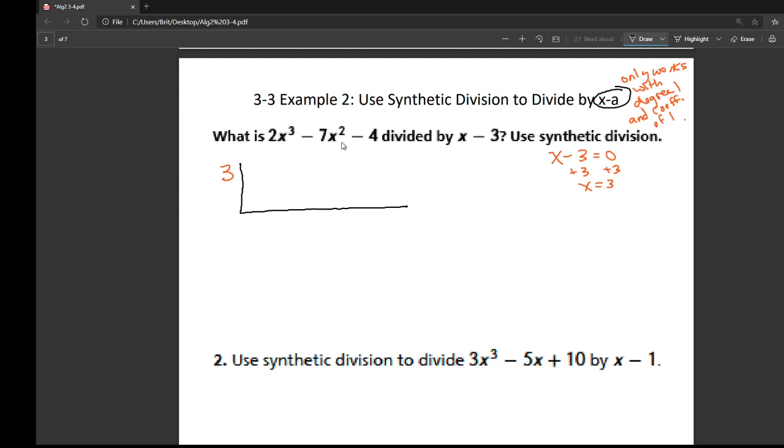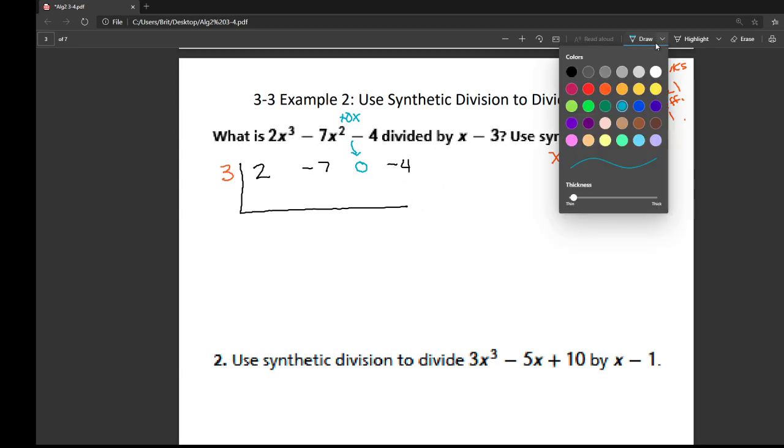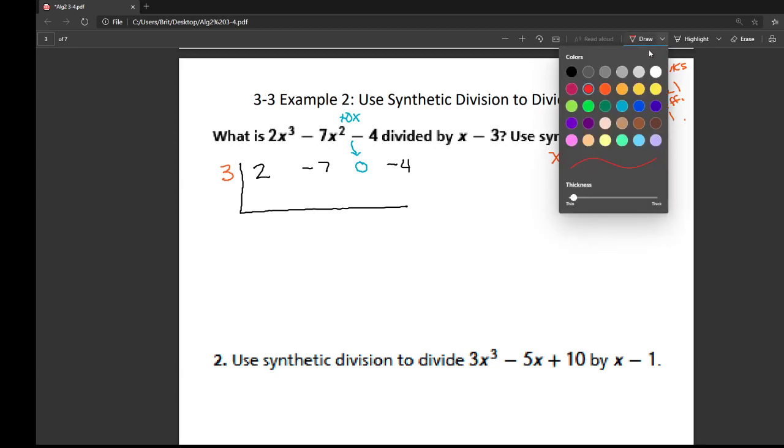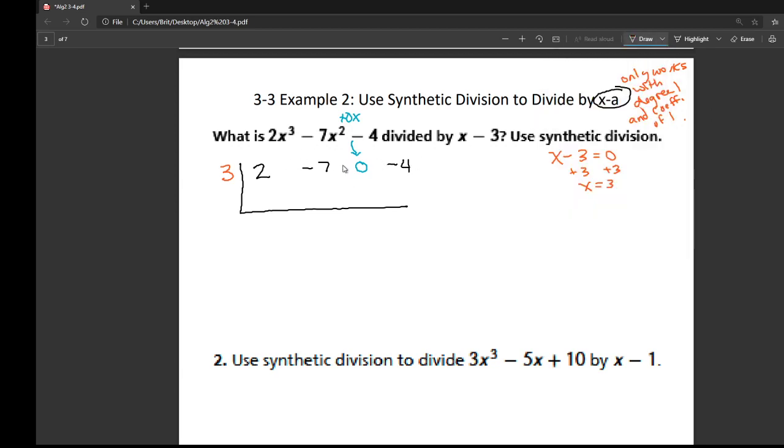And then I'm going to write in the coefficients in my synthetic division. Now notice it's missing a linear term here. There's no x term, so I'm going to put in a 0 for 0x. If you don't, you'll mess up the whole thing. So make sure that you fill in any missing spaces that you have. So I'm going to drop down a 2.